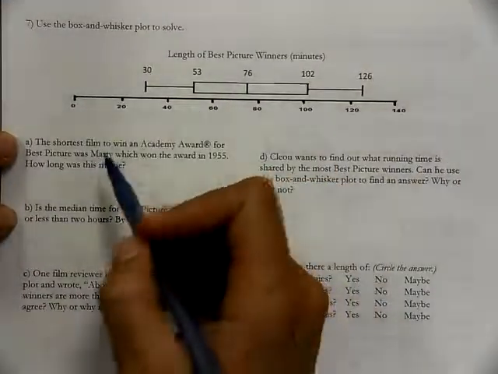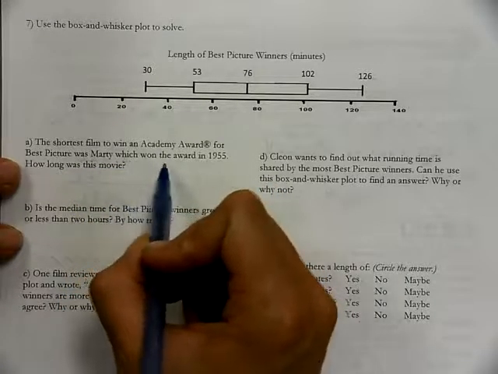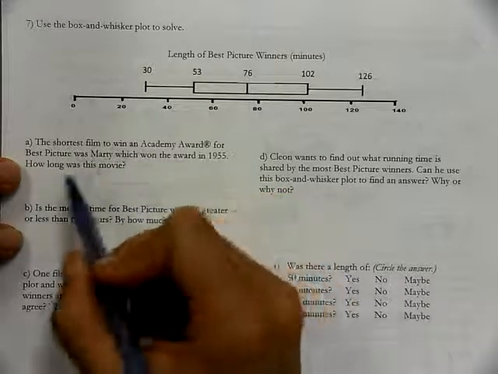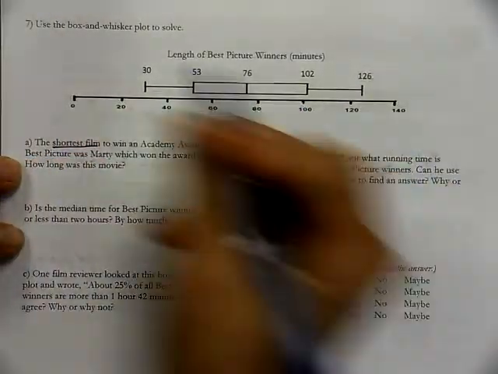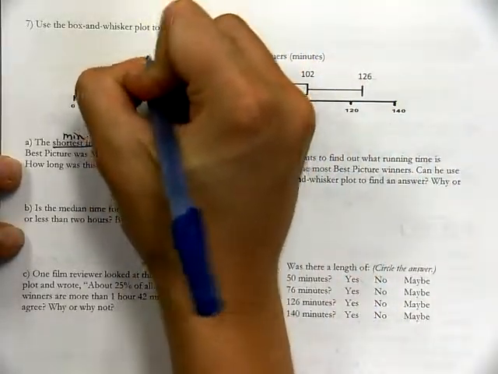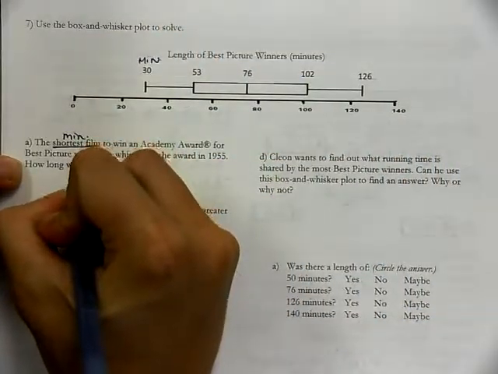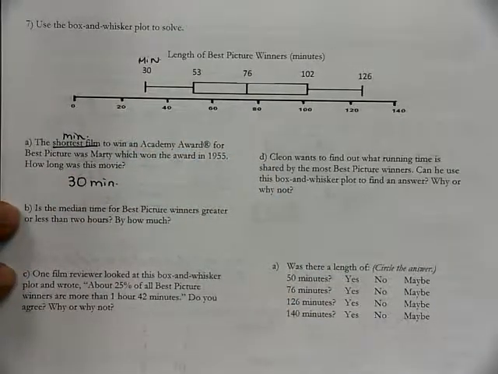For A, the shortest film to win an Academy Award for Best Picture was Marty, which won the award in 1955. They're just giving us some information. How long was this movie? Well, it says it's the shortest, which tells me to refer to the minimum. On here, I know the minimum is this lowest value. So 30 minutes.